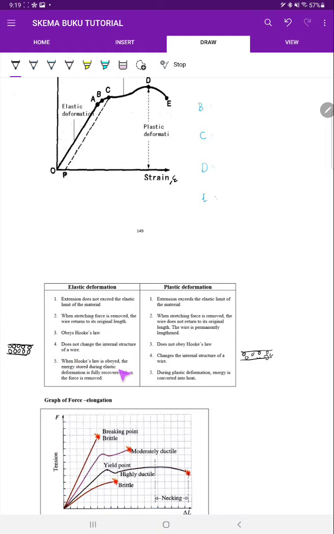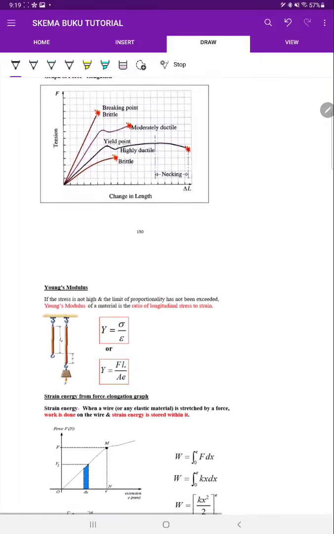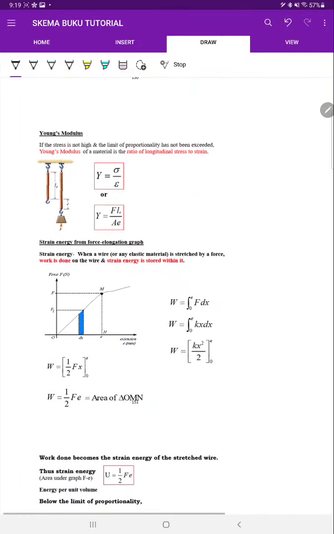When Hooke's law is obeyed, the energy stored during the elastic deformation is fully recovered. Plastik boleh baca kat sini, semuanya berlawanan dengan elastik. Okay, untuk Young modulus.